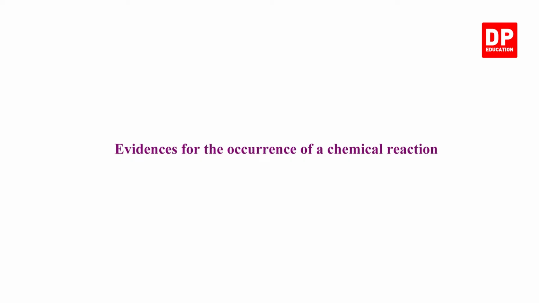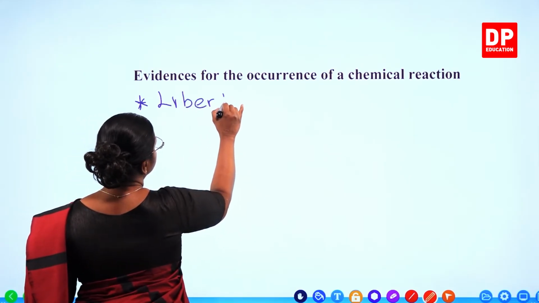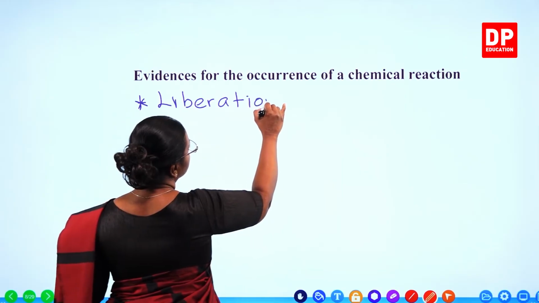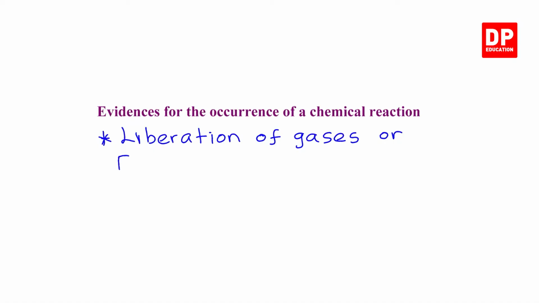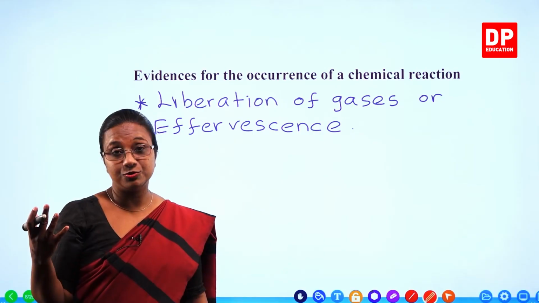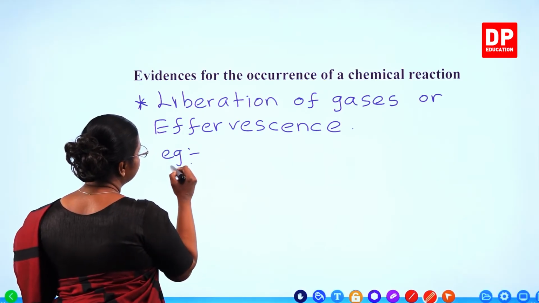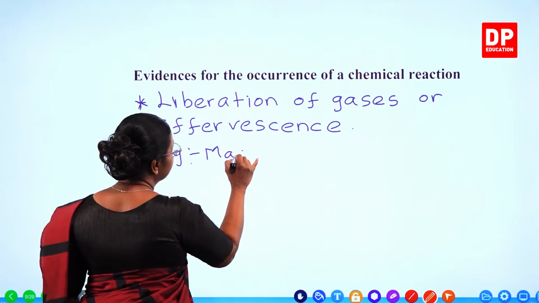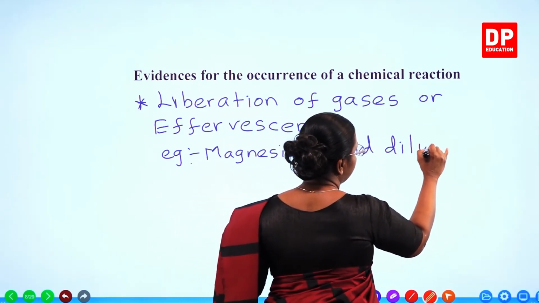So evidences for the occurrence of a chemical reaction. The first one, we can say liberation of gases, or another term that can be used, effervescence. Effervescence means the evolving of gas bubbles from a solution. So that is when magnesium reacts with dilute sulfuric acid. So here as an example, we can consider the chemical reaction where magnesium and dilute sulfuric acid.